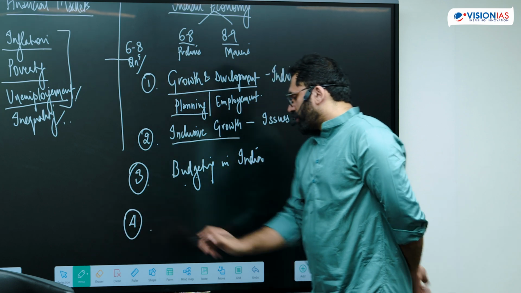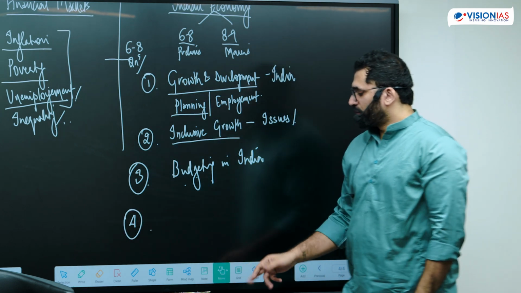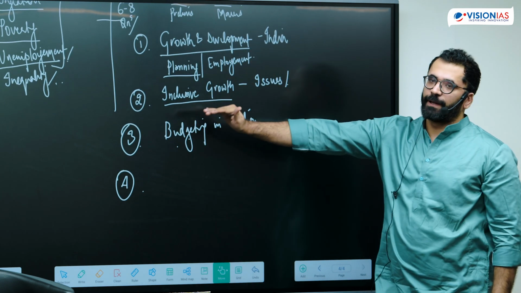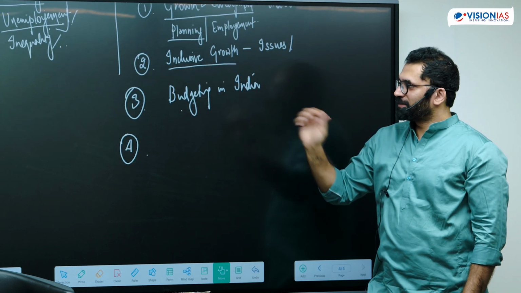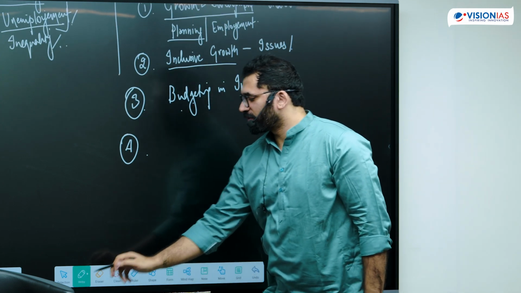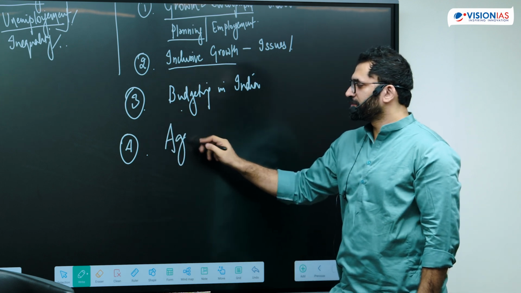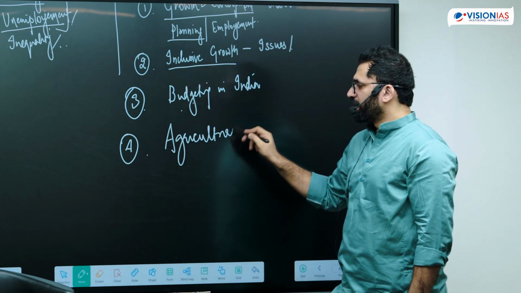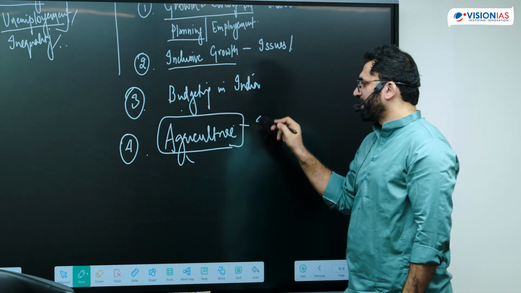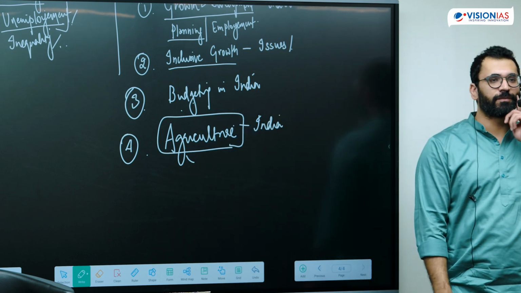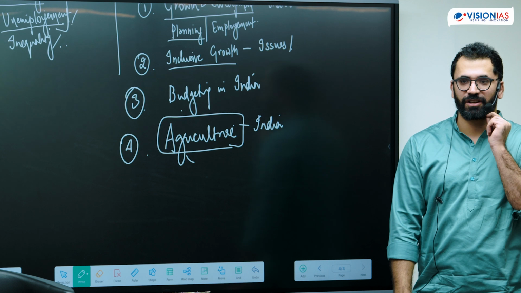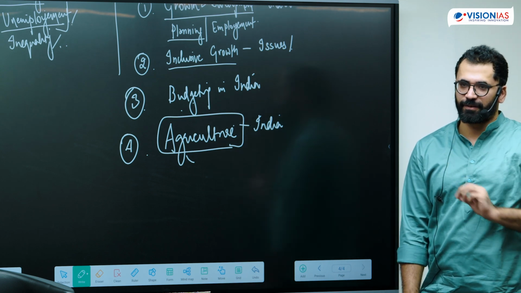Then the most important topic for mains, where you get 3 to 4 questions. Every topic has one question in mains, but the maximum number of questions that come in mains are from this topic, that is the topic of agriculture, and specifically agriculture in India. There are 7 to 8 different terms mentioned here with respect to agriculture in India, and every year there are 3 to 4 questions from that.